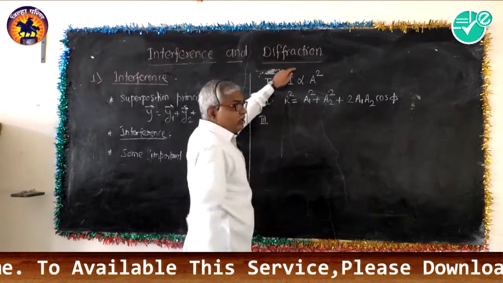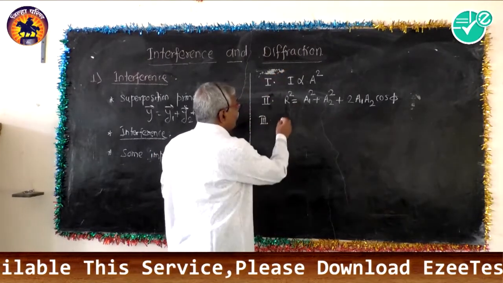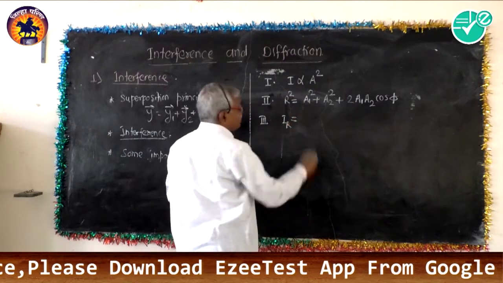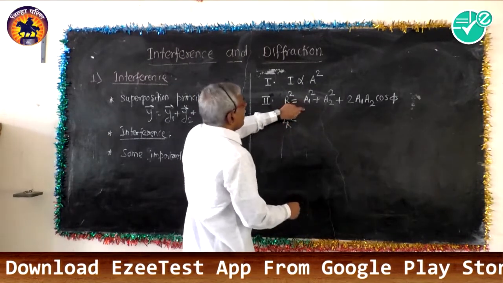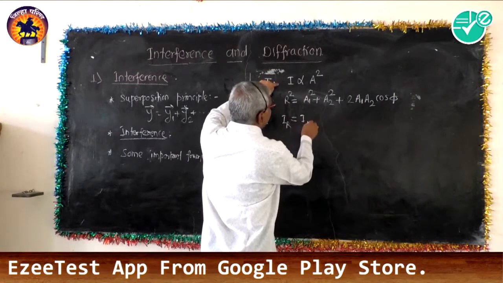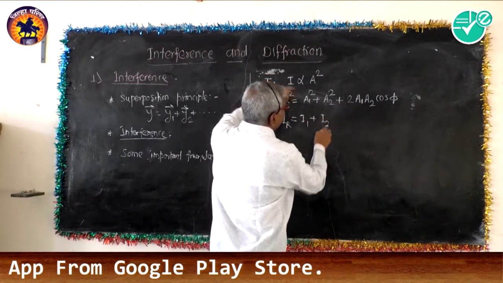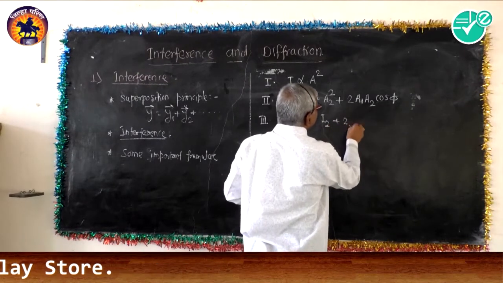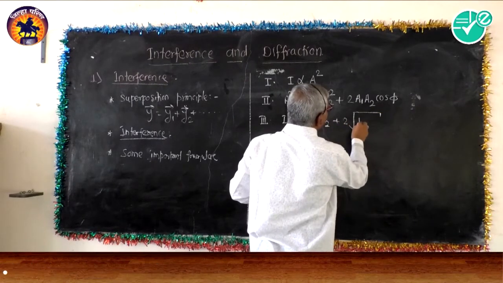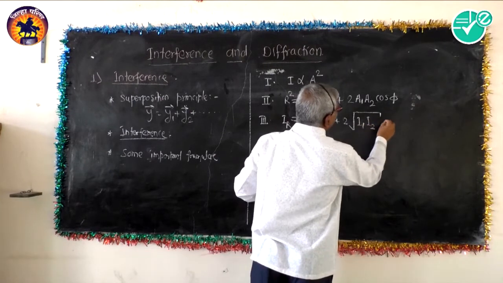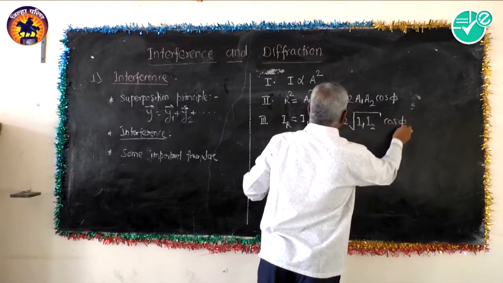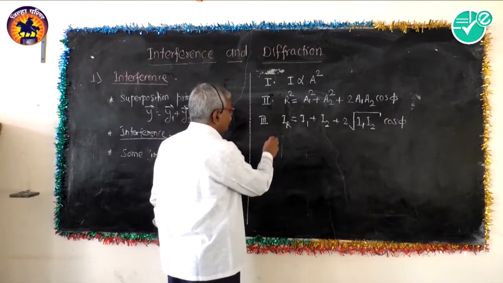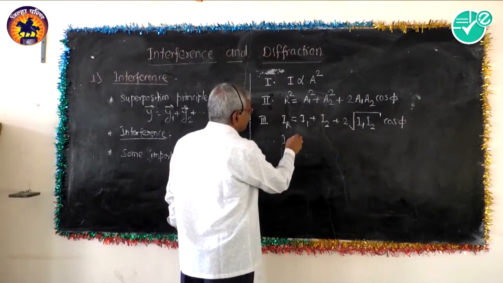From formula number 1, we can calculate the intensity, that is, resultant intensity is equal to A1 square, therefore here is I1, A2 square is I2, plus twice into square root of I1 into I2 into cos phi. This is the formula for resultant intensity of the wave. Therefore, let us evaluate it.